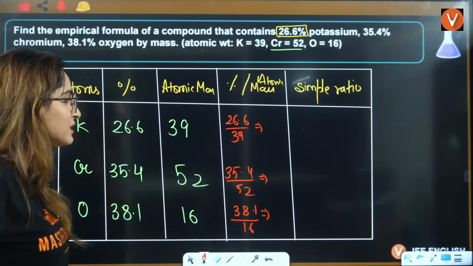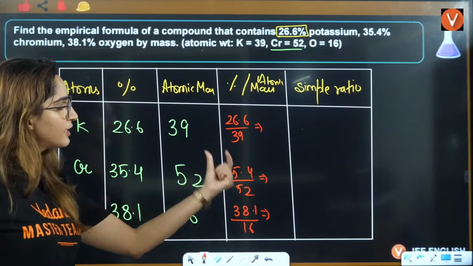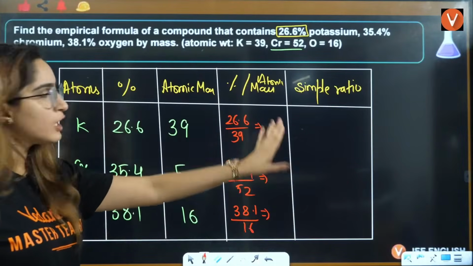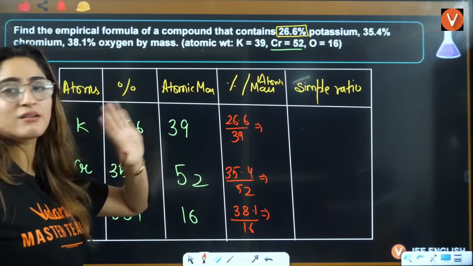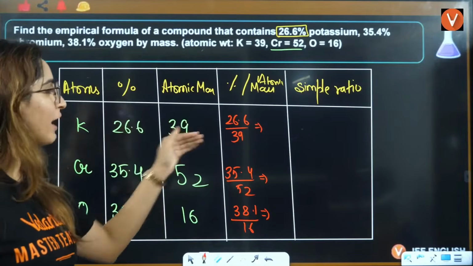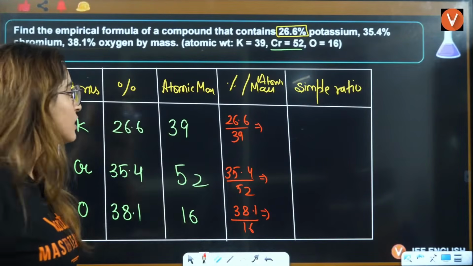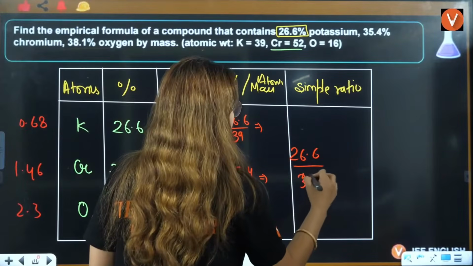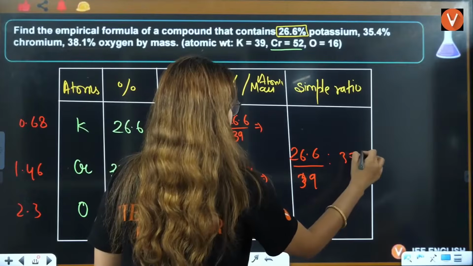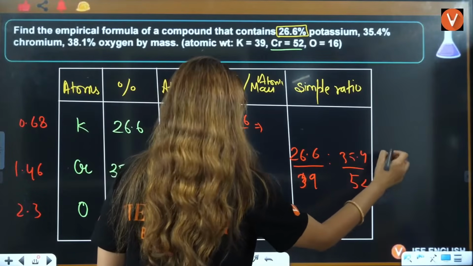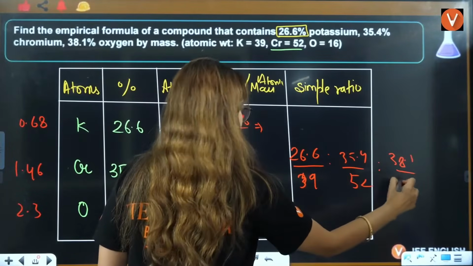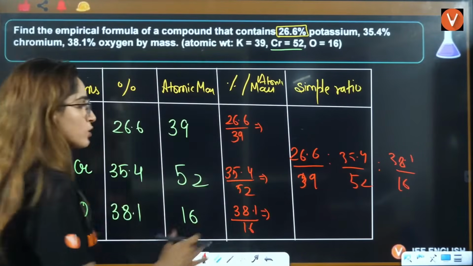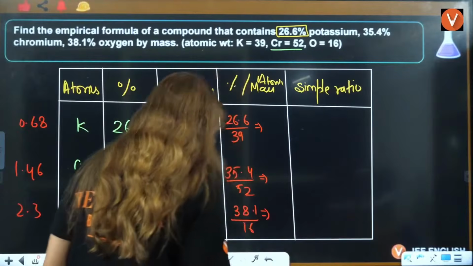Now what you will see now, this is 39, this is 52, this is 16. Either you can calculate and divide it, or you can simply calculate the ratio of this thing by dividing it all together, right? So what you can do is 26.6 divided by 39, ratio 35.4 divided by 52, ratio 38.1 divided by 16. You can cancel this according to that also. So let's see what you're going to do here, right?